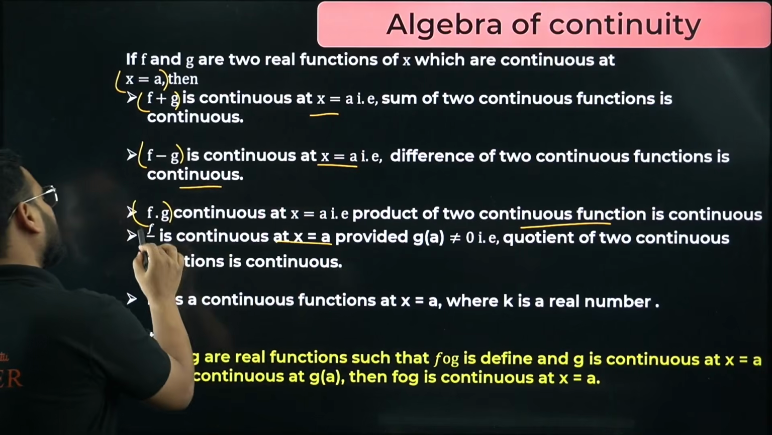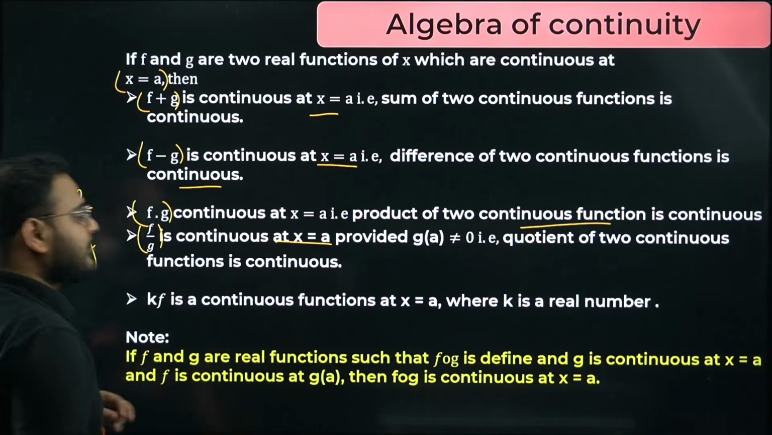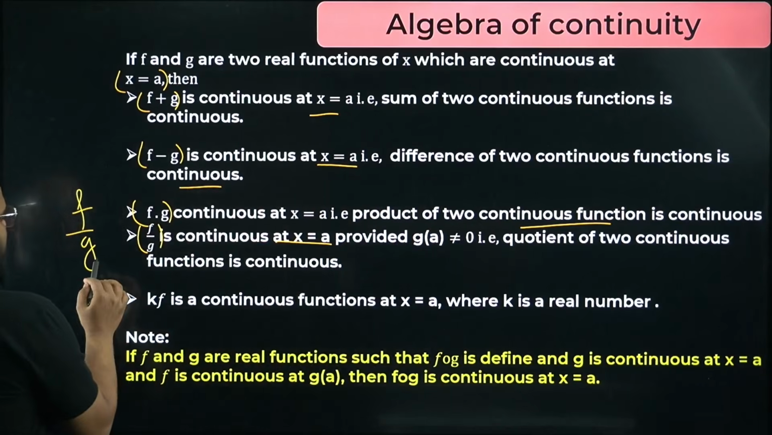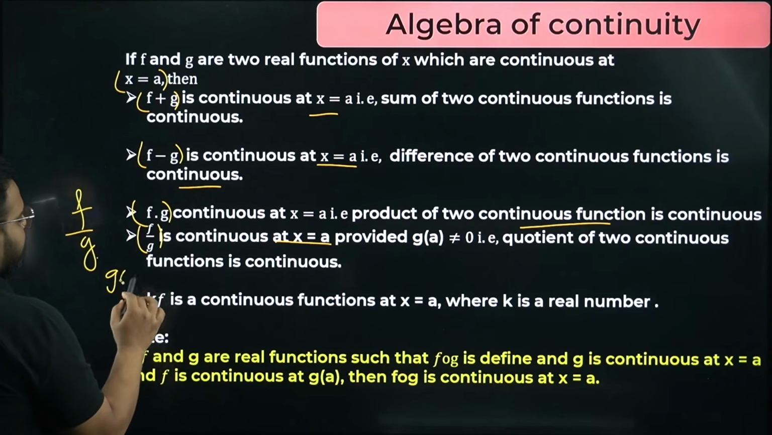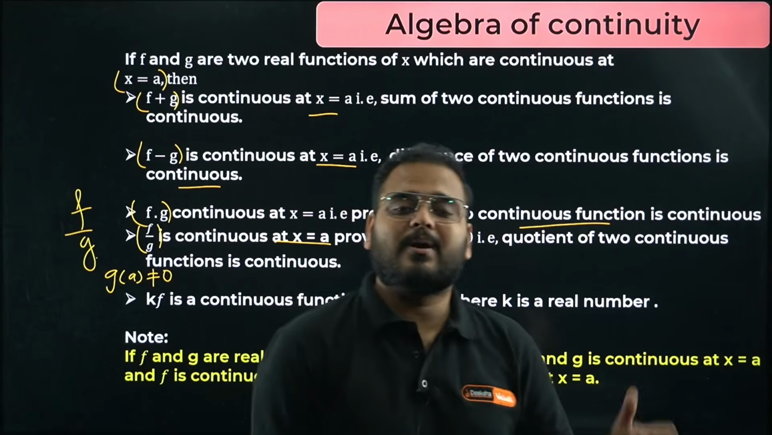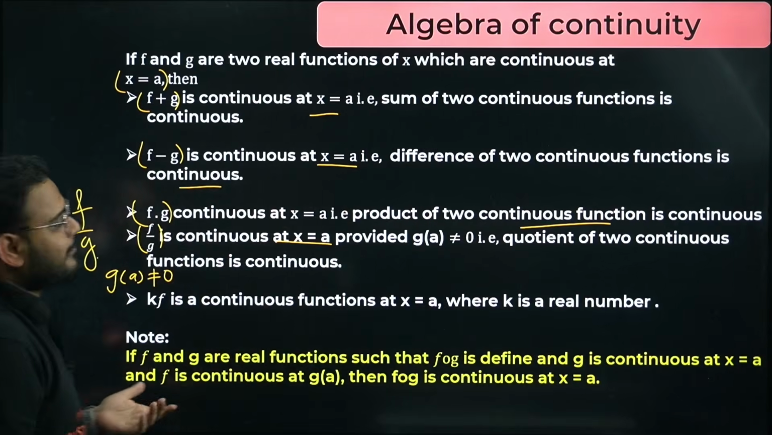And the quotient f by g will also be continuous, provided what? This g cannot be 0. g of a should not be equal to 0. Why? It will become undefined. For that reason, g of a has to be non-zero. We have mentioned it over here.